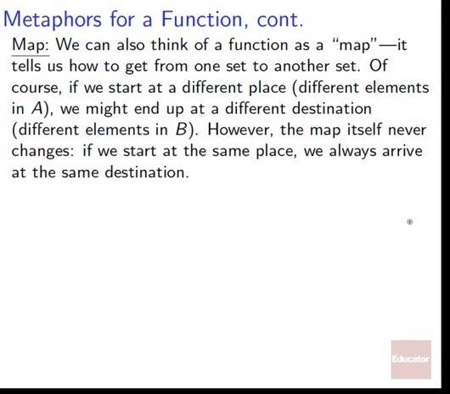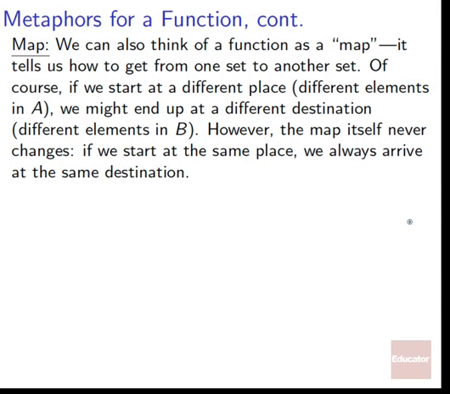You're still doing the same thing. You're still going 100 kilometers north in all of these cases, but because you started at a different place, you end up at a different place. So a different starting place, a different element that we're acting on, a different element that we're mapping, will normally cause us to have a different destination, a different place that we land on.